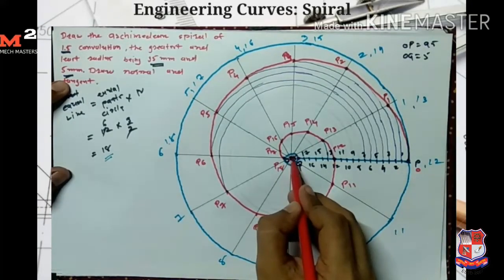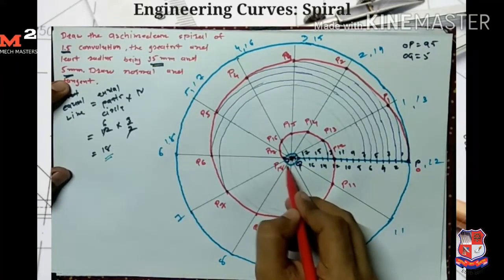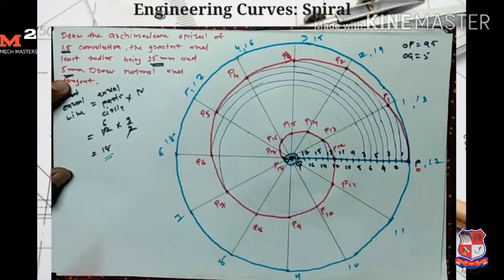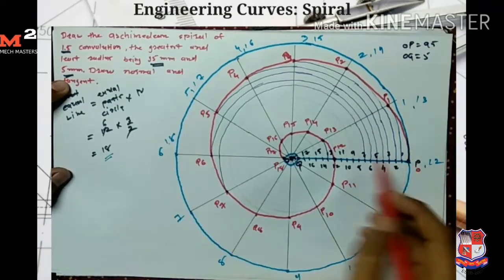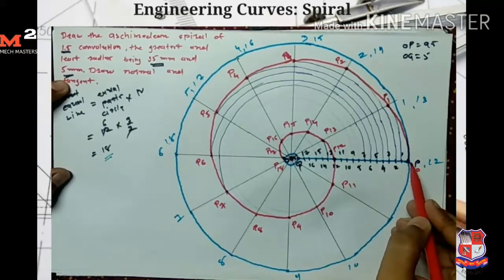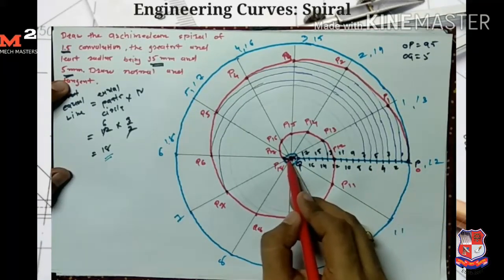Its distance from point O is 5 mm, because this circle has a radius of 5 mm. So for the spiral, the greatest radius is equal to 95 mm and the least radius is equal to 5 mm.